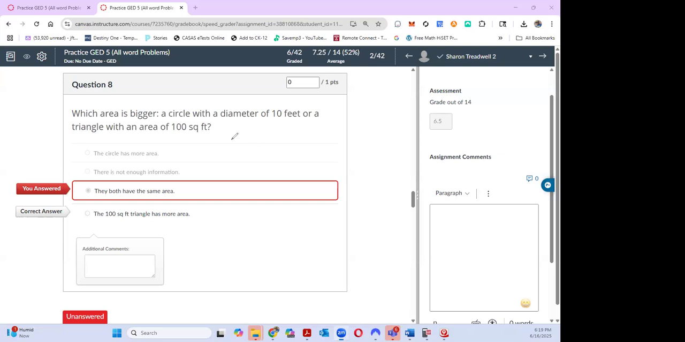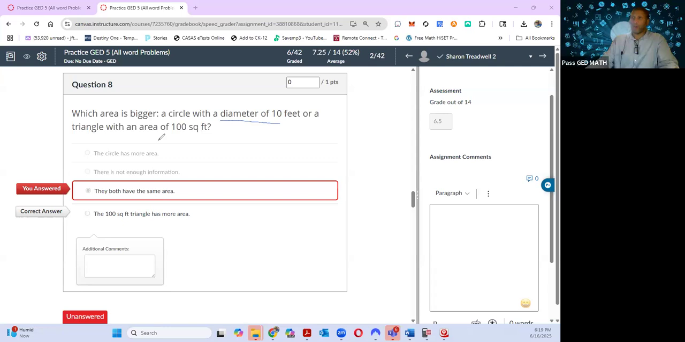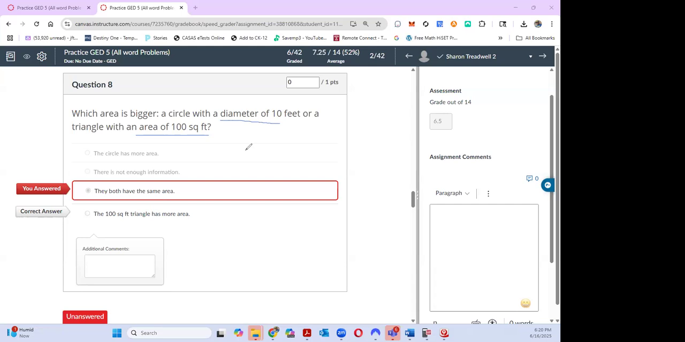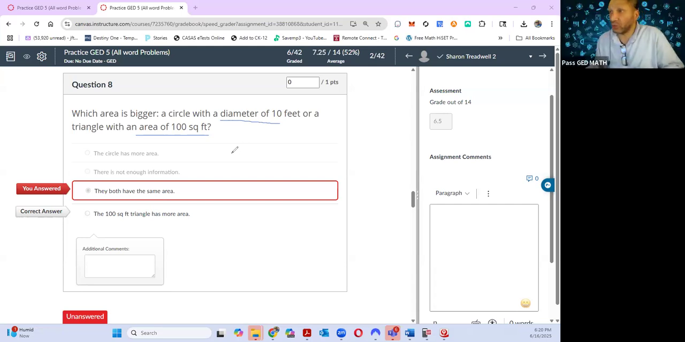So again, a circle with a diameter of 10 or a triangle with the area of 100 square feet. They're telling you that the triangle has an area of 100 square feet. So there's nothing for you to do. You've got to find the area of the circle. So how do you find the area of a circle? Do you know the formula?